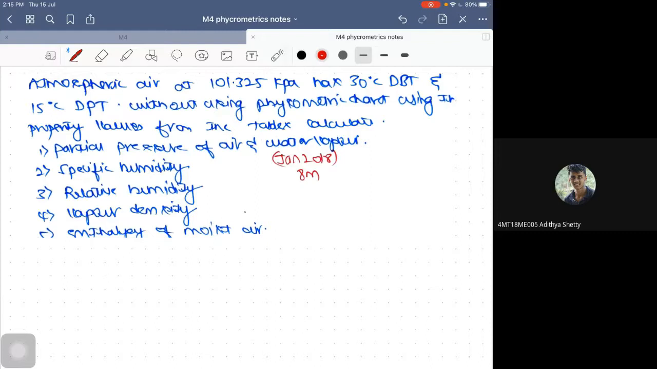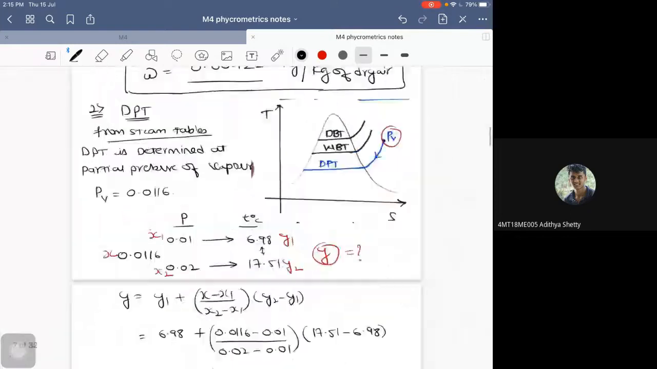So from the tables you have to calculate all the properties: the partial pressure of air, specific humidity, relative humidity, vapor density, enthalpy of moist air, and so on. We'll see how we will do that. Okay, so I'll directly go with the solution.